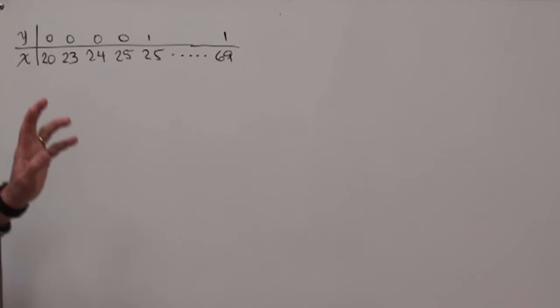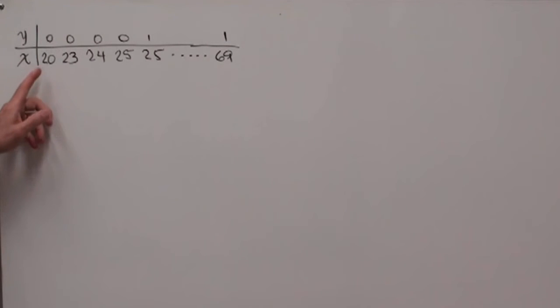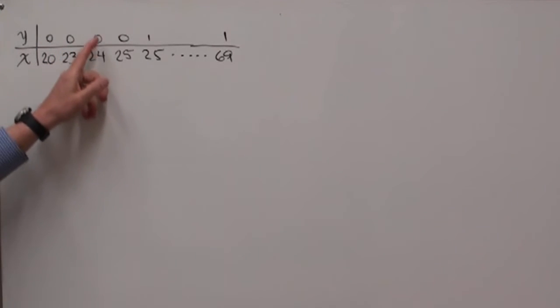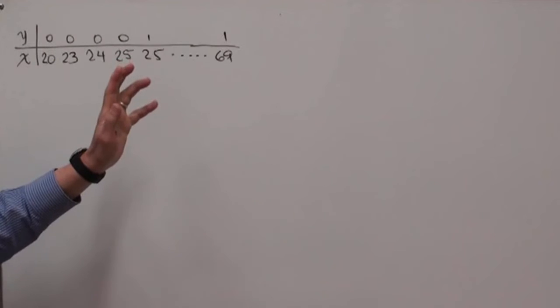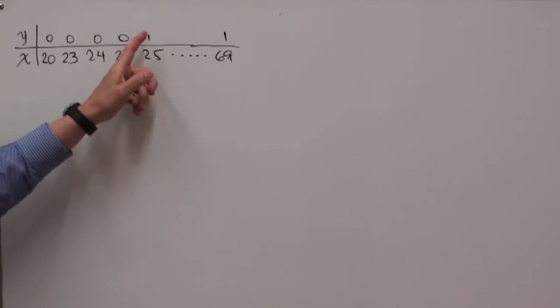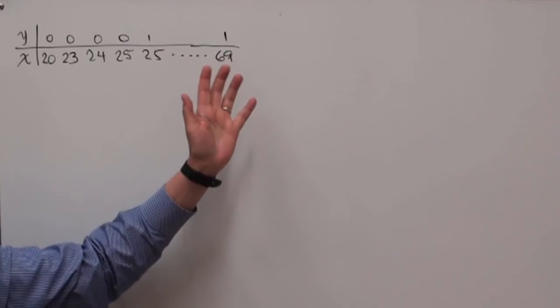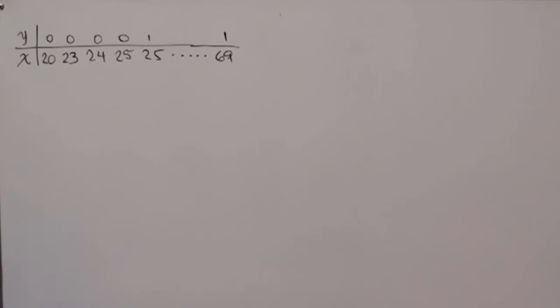remember the data that we started with, the CHD age data, we had a 20-year-old who did not have CHD, then a 23-year-old who did not have CHD, and then a 24 and a 25-year-old who did not have CHD. Then we had a 25-year-old who did have CHD, and then we had lots of observations, but we have 100 altogether, and finally a 69-year-old who did have CHD. So how are we going to write down the likelihood function for this?